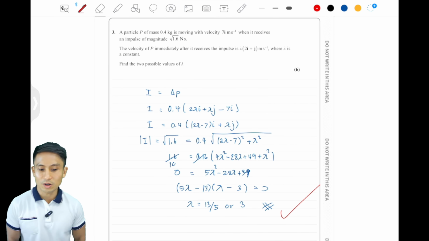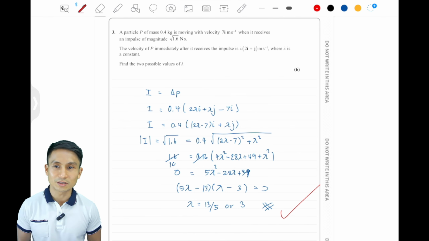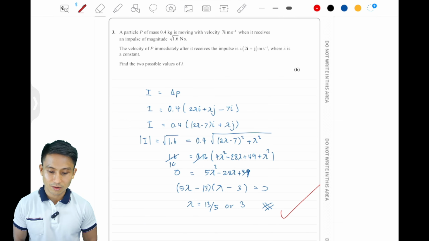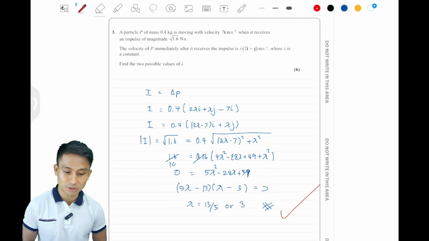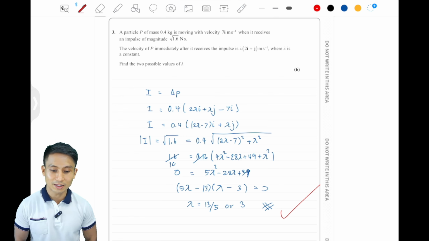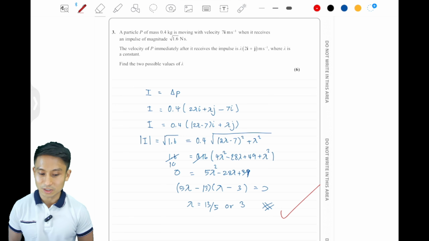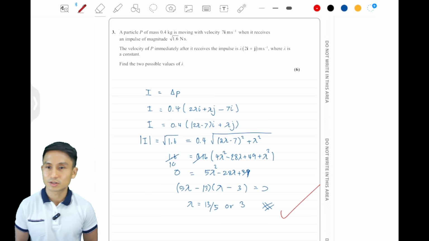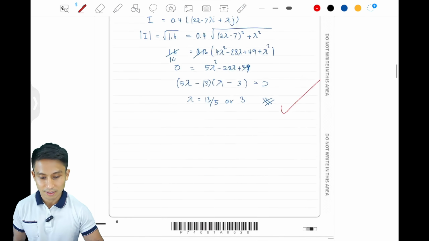Number 3, yeah, things start to get a little more advanced. Now, this one isn't too tricky. It's just that you need to know that we can find impulse from change in momentum, and because they ask you to find the lambda here, that's why they give you the magnitude. This is just plugging in the values in the equation straight, not too tricky.